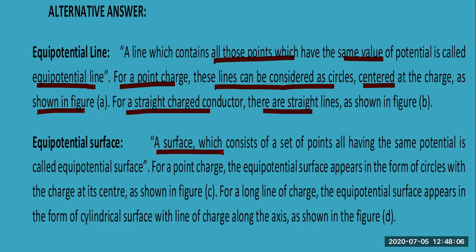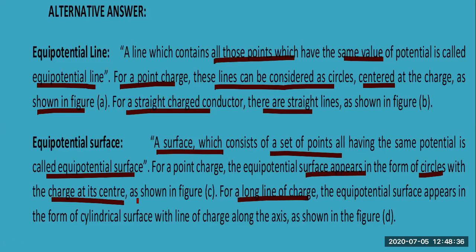An equipotential surface is a surface which consists of a set of points all having the same potential. This is possible in the case of a circular surface. In the case of a spherical surface, all the points are at the same distance from the center. So in each direction, the equipotential surface appears in the form of circles with the charge at its center. For a long line of charge, the equipotential surface appears in the form of a cylindrical surface with the line of charge along the axis, as we have discussed.